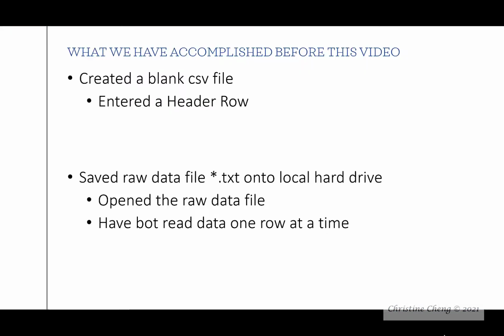Before we get into this series of videos, let's remember what we have accomplished using A2019. We created a blank CSV file and programmed our bot to write a header row into our CSV file. We have also used the bot to interact with our raw data file that we saved on our hard drive. Specifically, we have told our bot to open the raw data file and instructed our bot to read the data or loop through the data one row at a time.